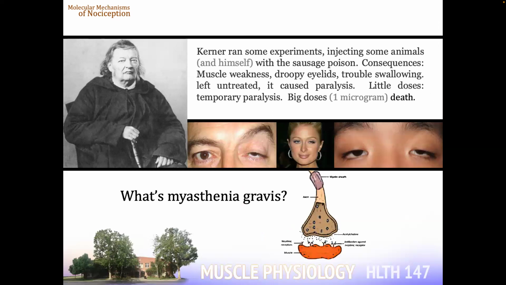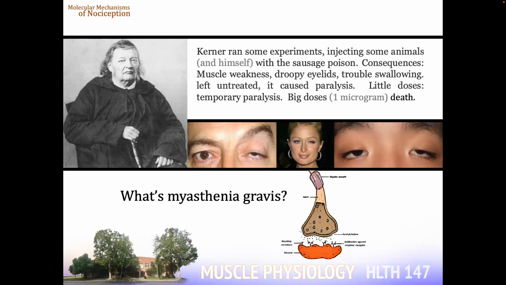And then Kerner ran some experiments. With the tiniest dose, he found muscle weakness. And the larger the dose, the more paralysis he was finding. And it was pretty easy to kill critters with it. It would be easy to kill people with it too, as evidenced by the sausage. But in the muscle weakness range, in that dose, he was finding things like droopy eyelids.